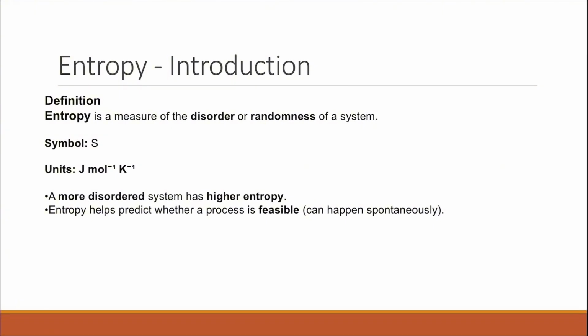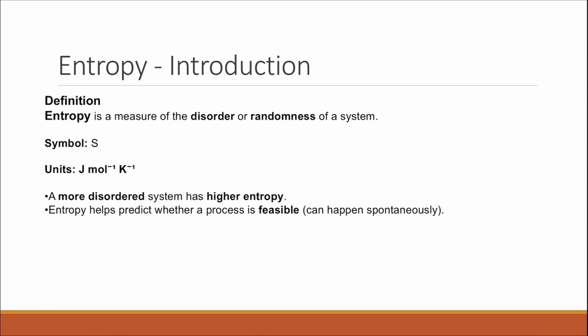So what is entropy? Entropy is a measure of the disorder or the randomness of the system. Systems like to have more randomness or disorder, and that will increase the stability. The symbol for entropy is S, and the unit for entropy is joule per mole per Kelvin. A more disordered system means that it has higher entropy, meaning it's more stable. So the more the disorder, the more the entropy and the more the stability.